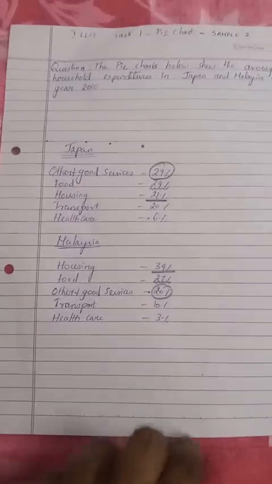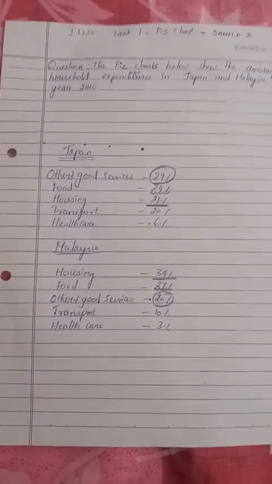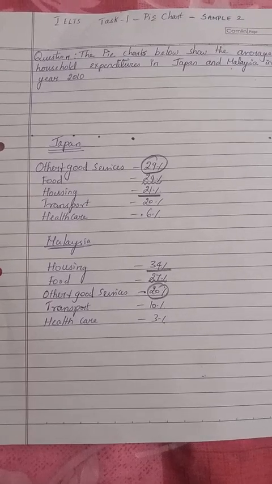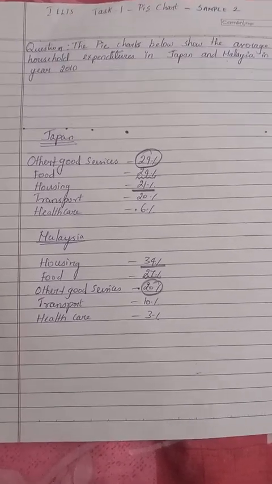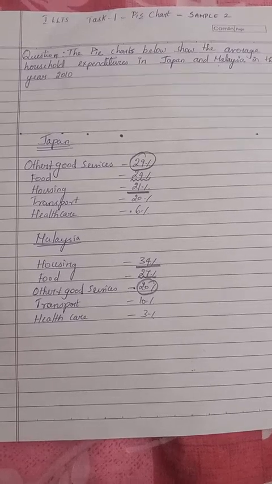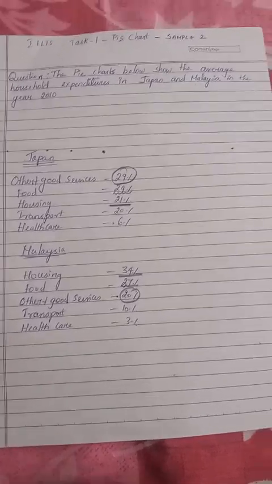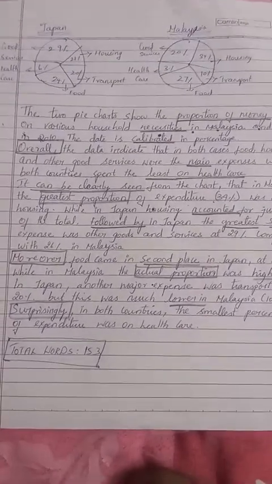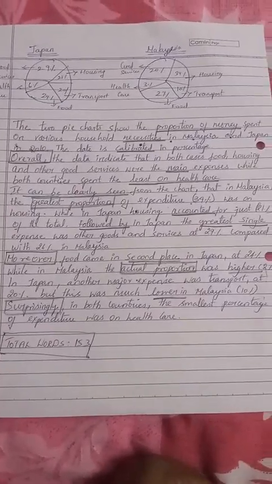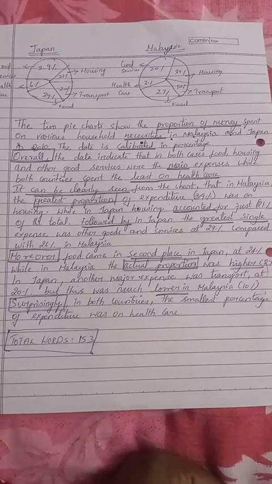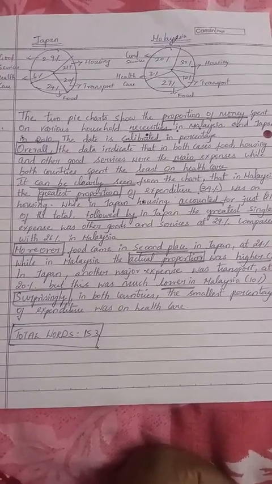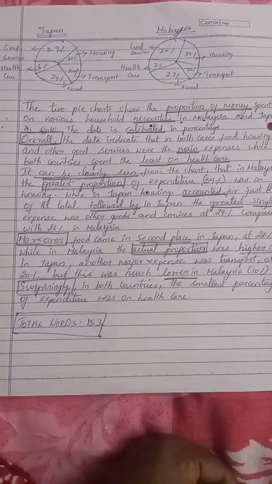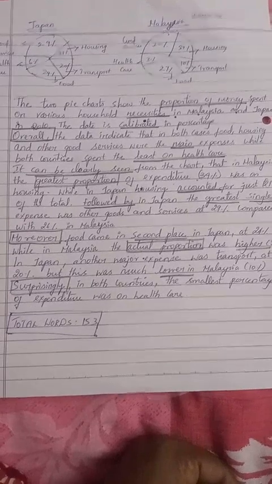Now we need to frame the answers. First we need to put the introduction, followed by the conclusion, the overall statement, and after that we have to frame the two paragraphs. Okay, this is the pattern. So first we'll start with the introduction part, that is we have to paraphrase the statement, right? So the two pie charts show the proportion of money spent on various household necessities in Malaysia and Japan in 2010. This is the introduction part.